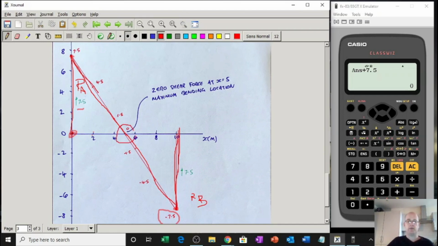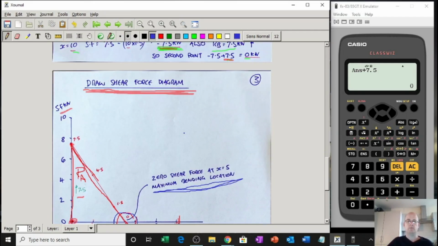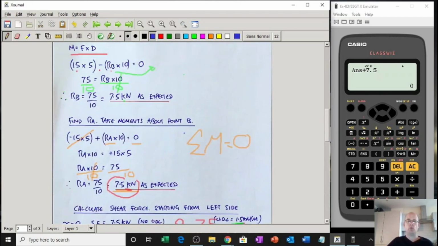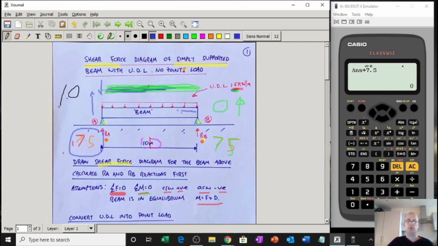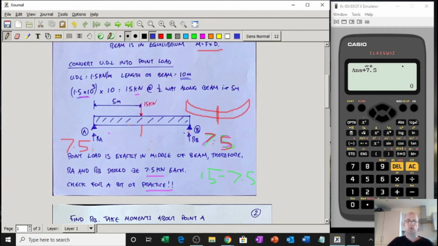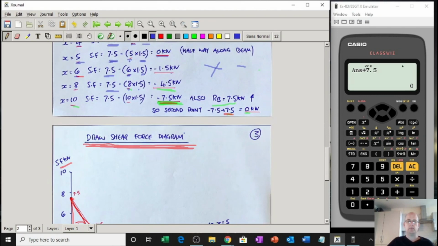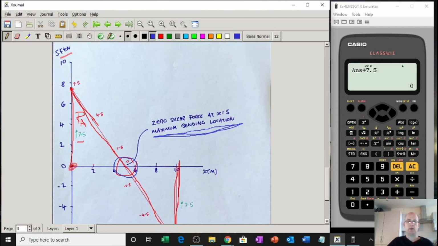This point here is very important because it's 0 shear force, which means when we do the bending moments, that will be where our maximum bending moment will be. That's the shear force diagram for a beam with a uniformly distributed load. Nice and easy. It's the same process as any other method for shear force diagrams.